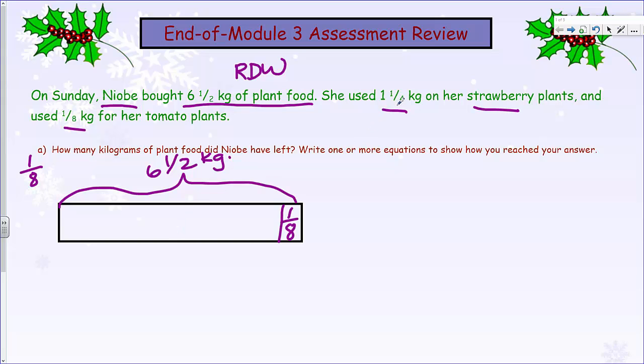And then I look over here and I see that she used 1 1/4 kilograms of plant food for her strawberry plants. Oh, it really doesn't matter. I'll make it a little bit larger. It's just an estimate. I'm just marking my tape diagram. And what this does, my friends, is it helps me understand the problem better when I can visualize it, when I can draw it. And, you know, let's face it, I just like to draw, okay? I'm not very good at it, but I do like doing it.